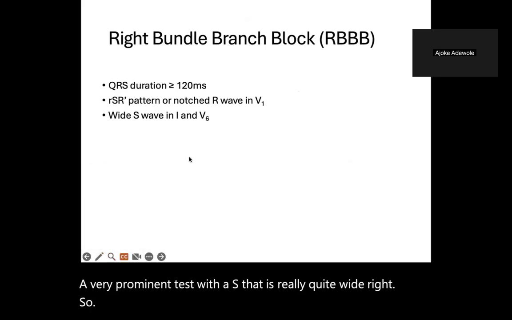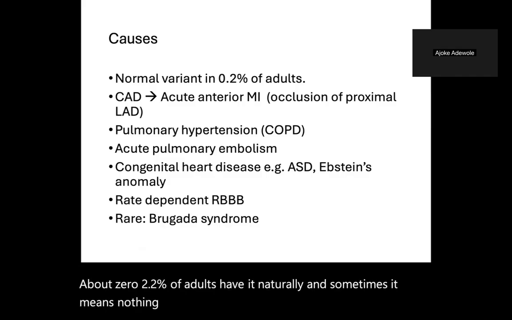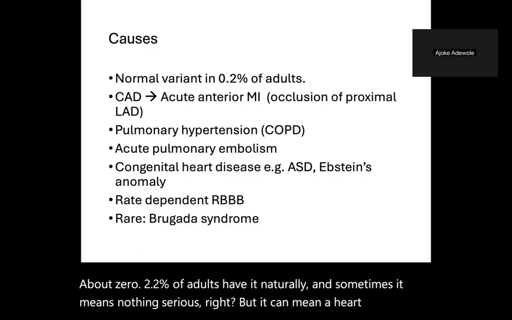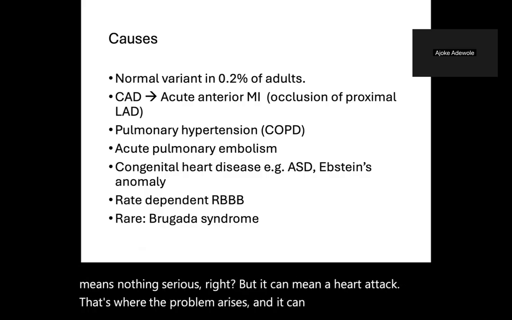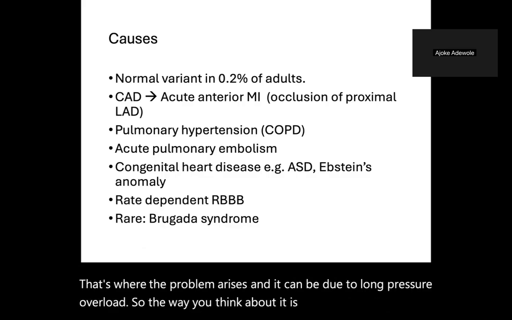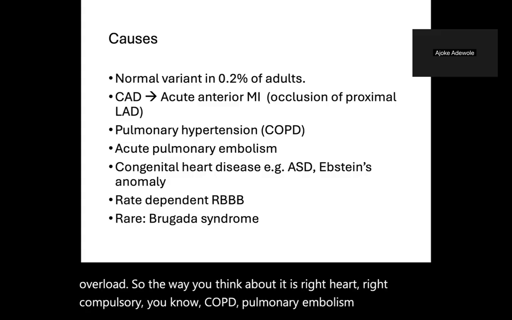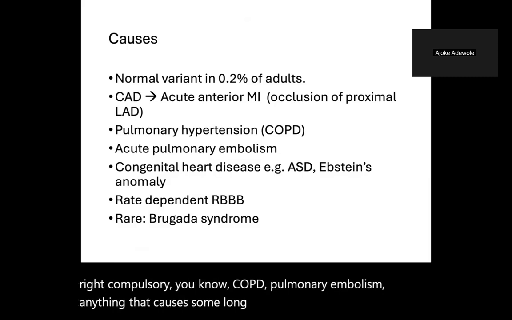Moving forward. A right bundle branch block can be normal. About 0.2% of adults have it naturally, and sometimes it means nothing serious, right? But it can mean a heart attack. That's where the problem arises. And it can be due to lung pressure overload. So the way you think about it is right heart, right? It could cause cor pulmonale, COPD, pulmonary embolism, anything that causes some lung pressure overload and right heart strain.